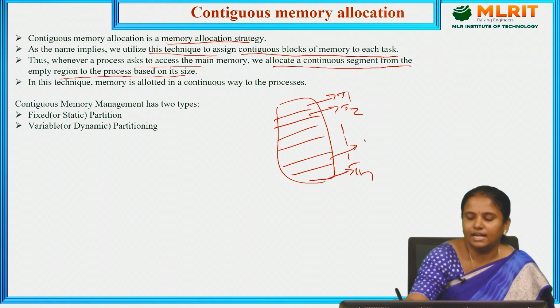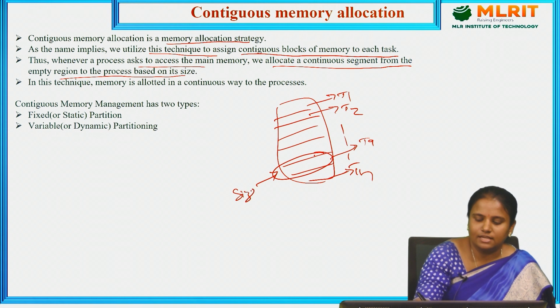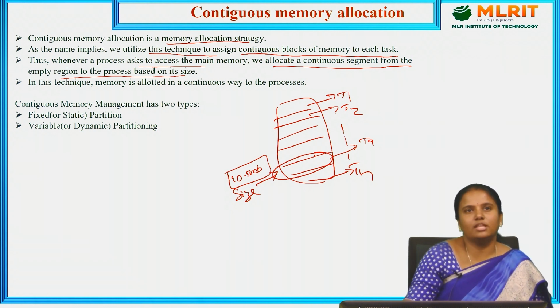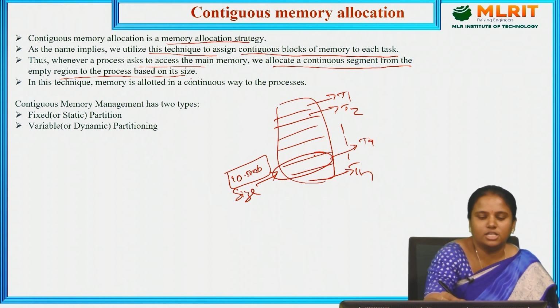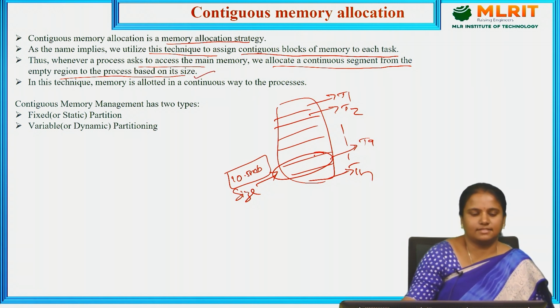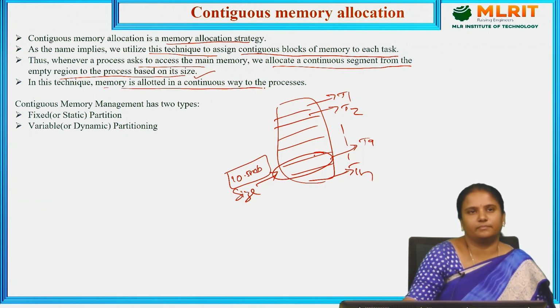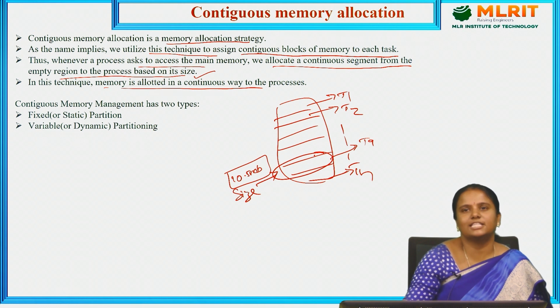Suppose here T9 is empty. Here we are allocating some 10.5 MB of memory for this T9 task. So based on the empty region, we allocate the memory based on its size. That is the contiguous segment from the empty region to the process based on its size. In this technique, memory is allocated contiguously to each process.